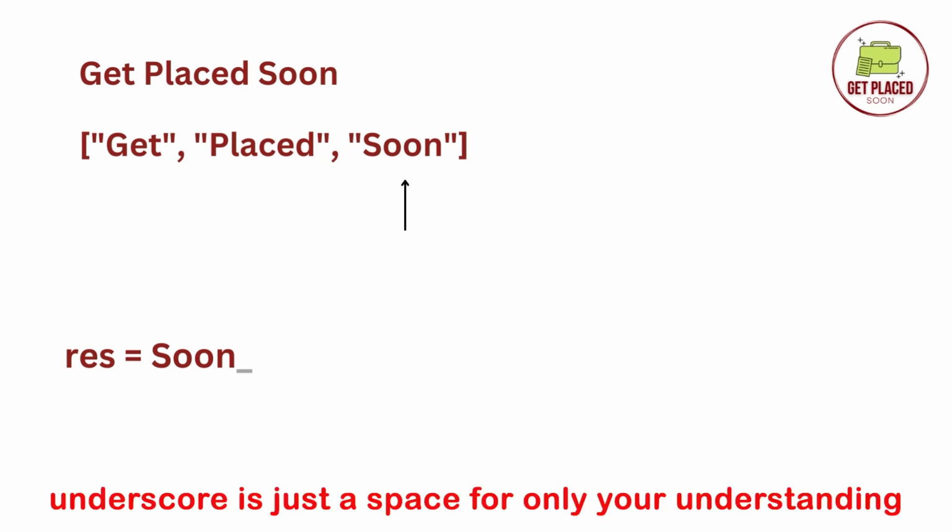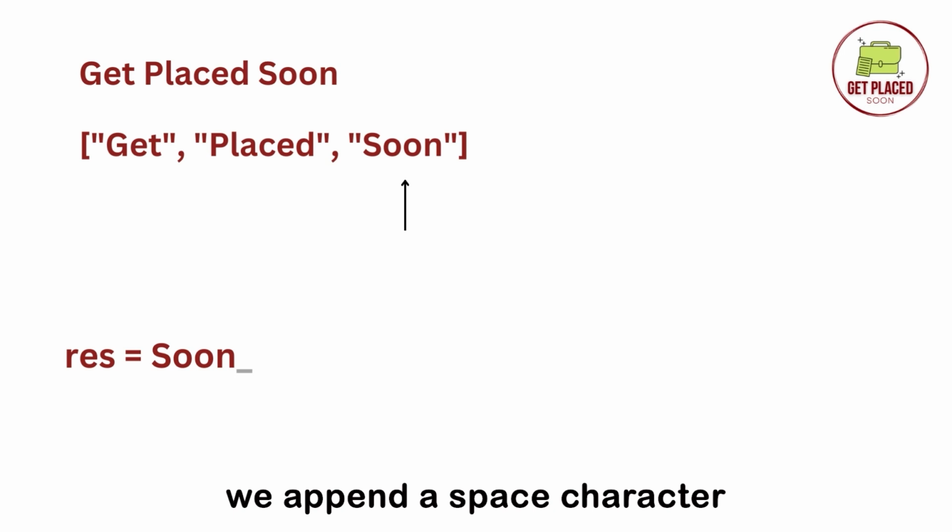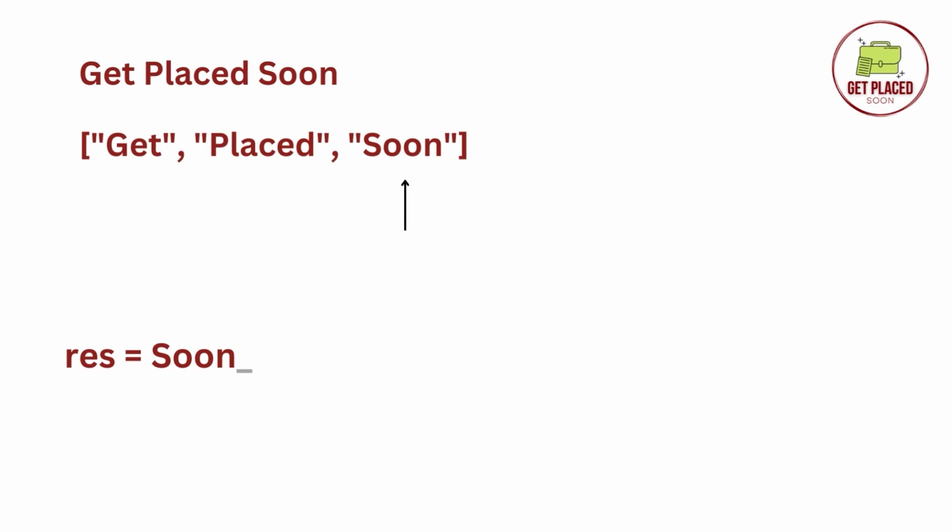So what are we doing here? We append a space character after each element is appended to the result variable to separate the reversed words. For your understanding, for your clarity, I just kept an underscore. It is nothing but a space here. Now we appended soon. Now we decrement the i pointer. The i pointer will go to placed. We append placed followed by a space. Now again the i pointer will be decremented. It will go to get. So get is added to the result variable followed by a space.